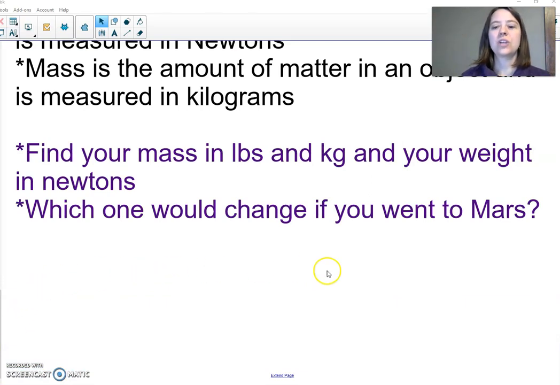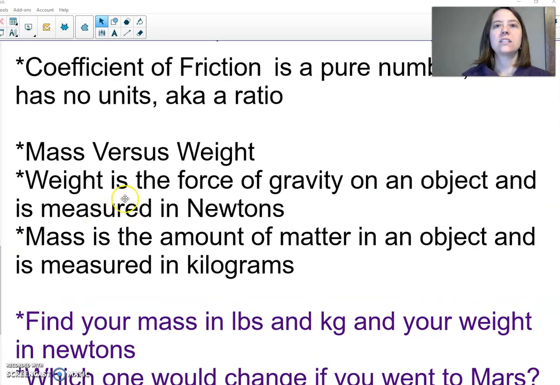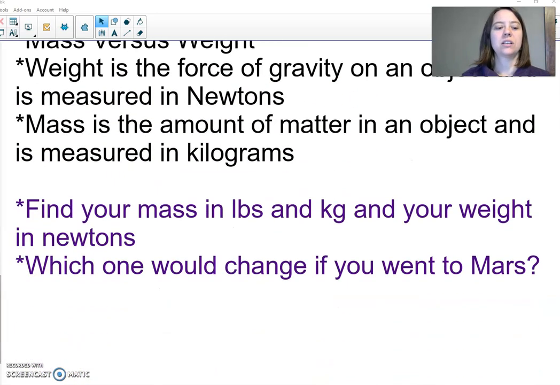Okay, so which one would change if you went to Mars? We know that weight is the force of gravity on an object, and we know that acceleration due to gravity changes when you leave Earth. So Mars, Mercury, Moon, Earth, they all have different accelerations of gravity. So which one would change, your mass or your weight? If you said your weight would change if you went to Mars, but your mass would stay constant, you are correct. Good job.